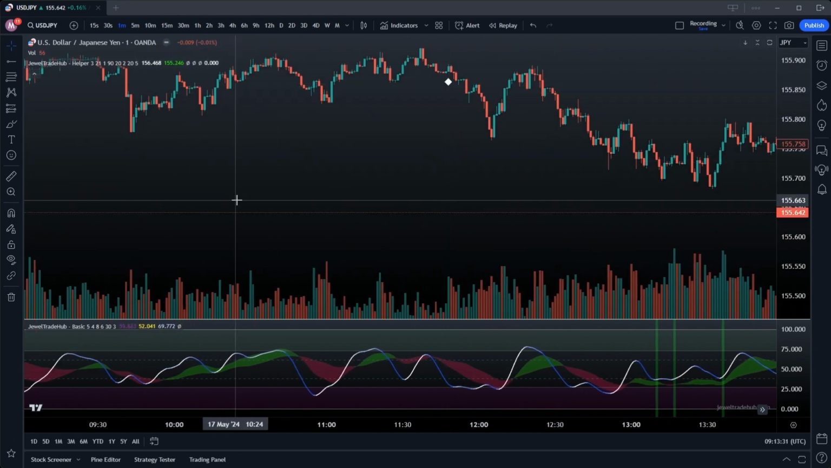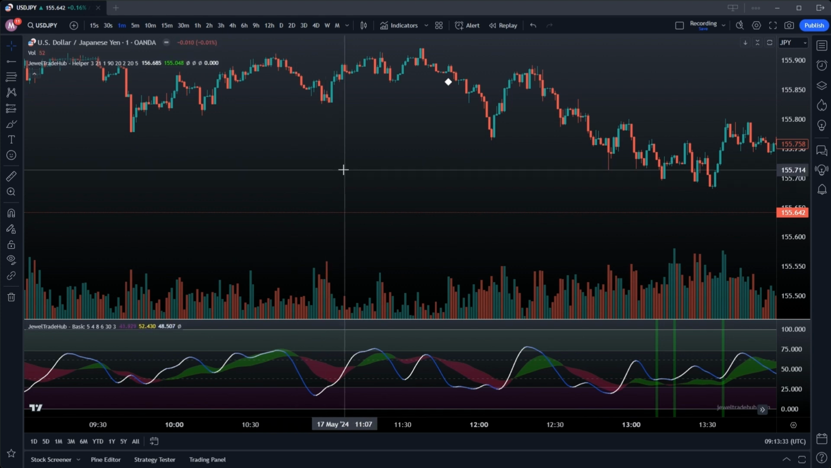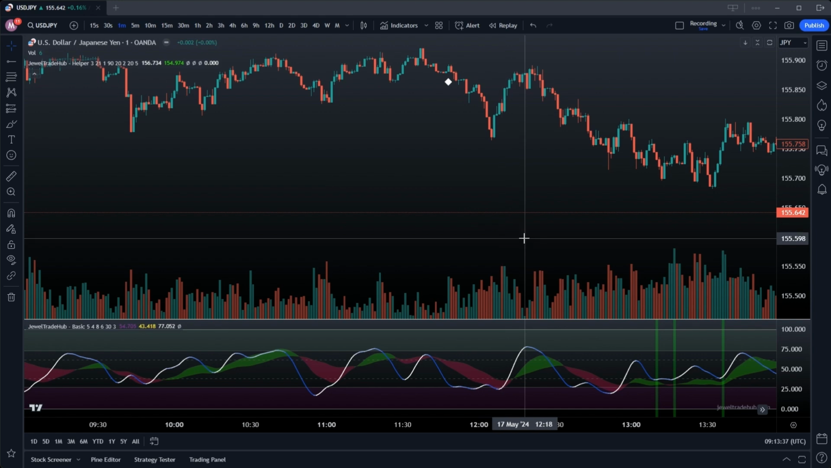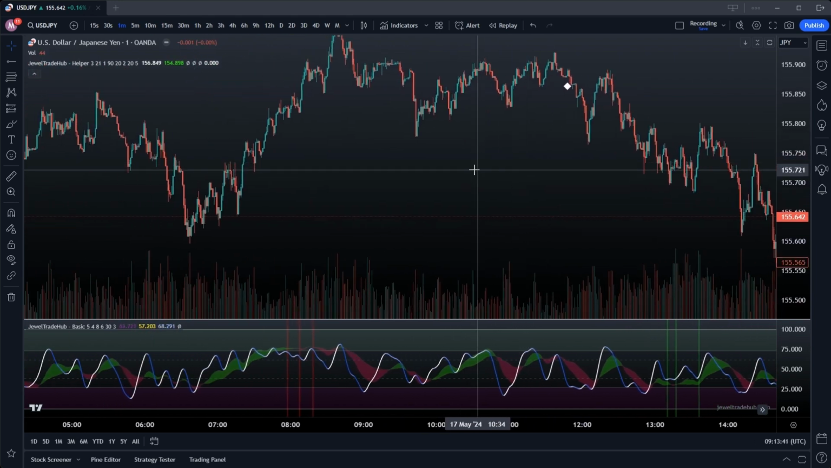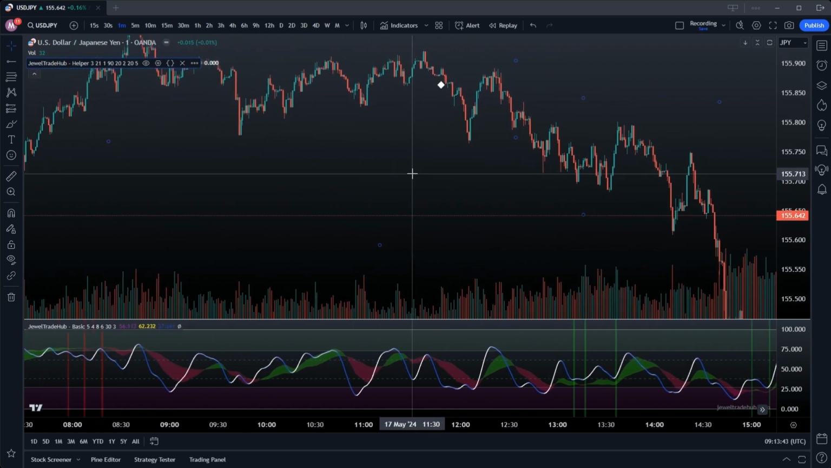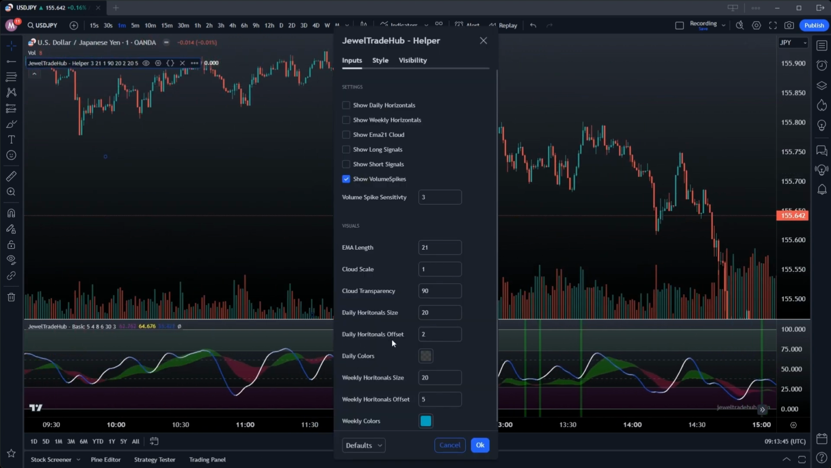Unfortunately there are no default settings that are going to work for everything. It has to be experimented with and backtested. Once you have set your volume spike sensitivity properly to your liking, then you can set up the alerts for it, and it's going to trigger the alerts properly. So that's pretty much it for the helper.